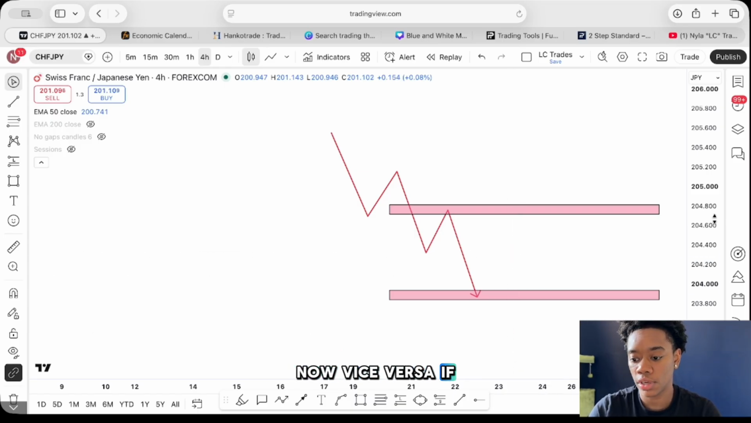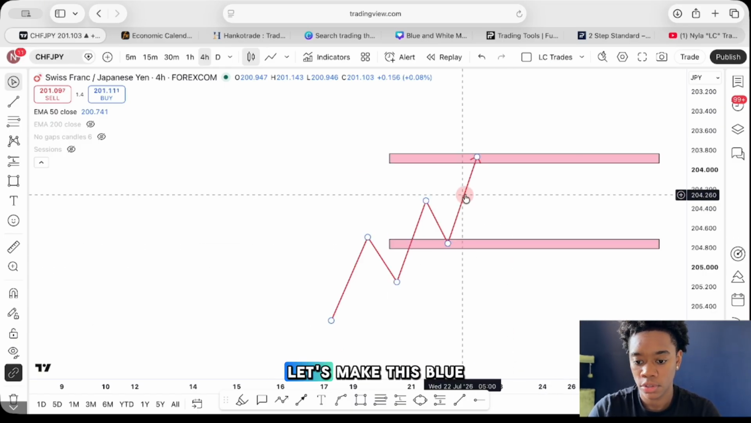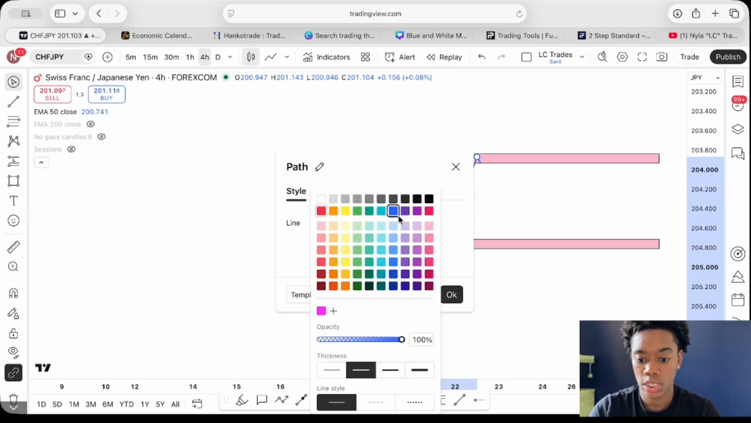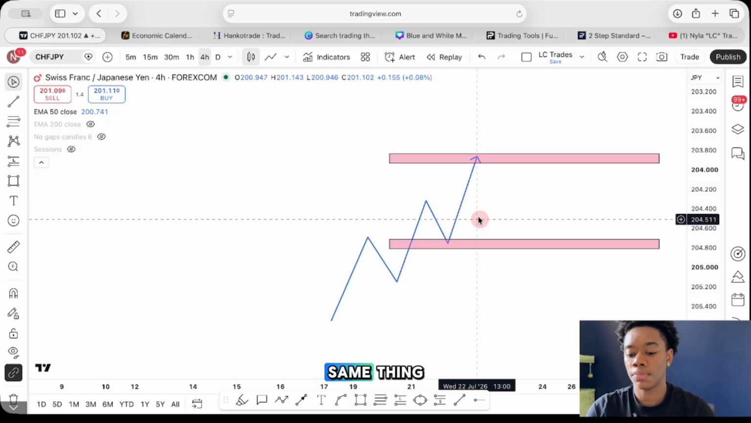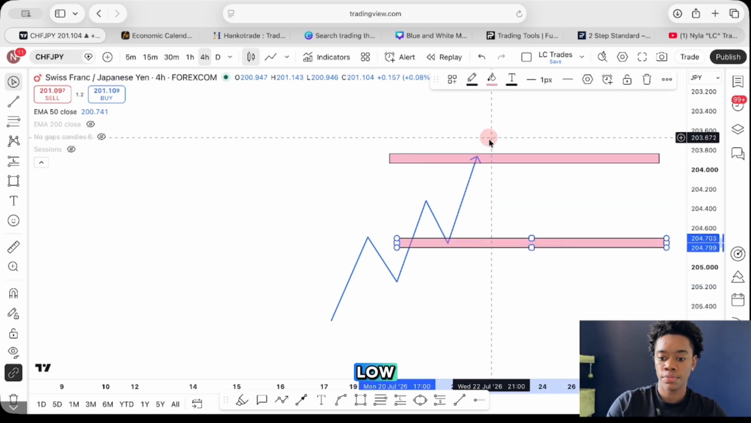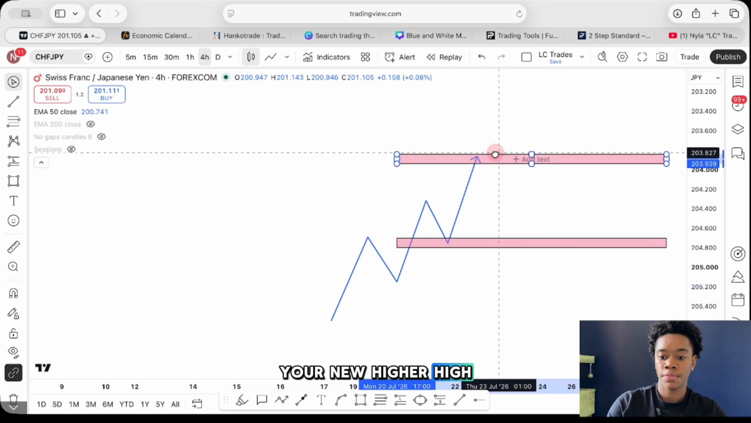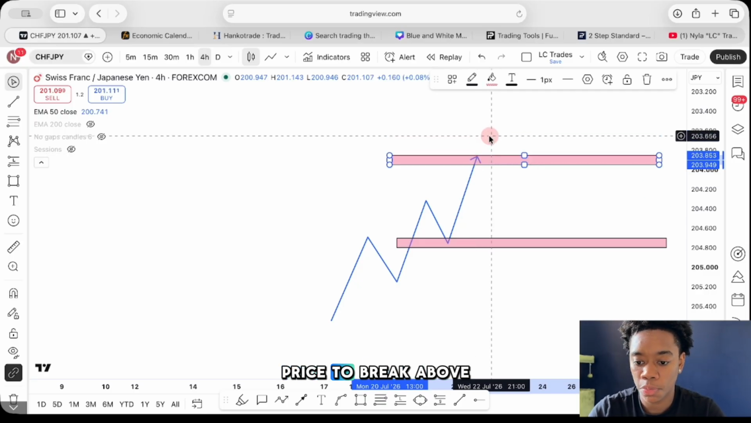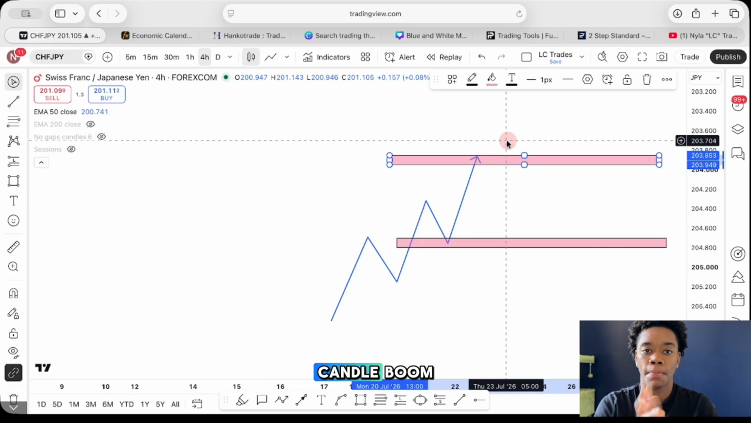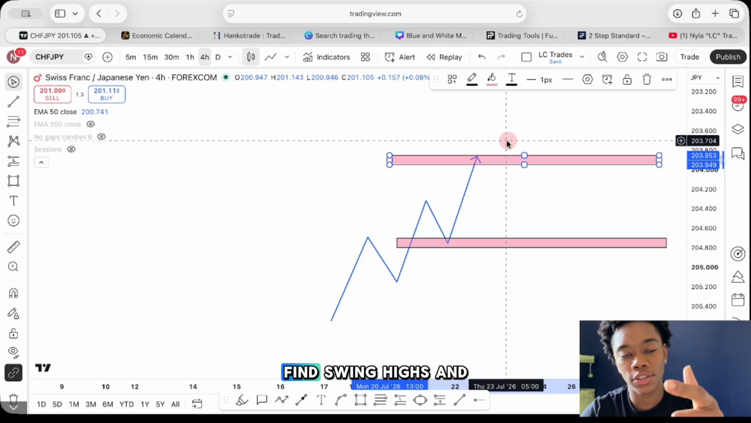Now, vice versa, if we're looking for buys, let's make this blue now. Same thing. We're going to draw it at your higher low, your new higher high, and we're waiting for price to break above this, come back, correct, and give us that continuation candle. Boom. That is how you find swing highs and swing lows.